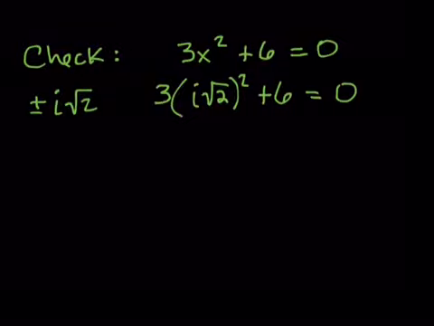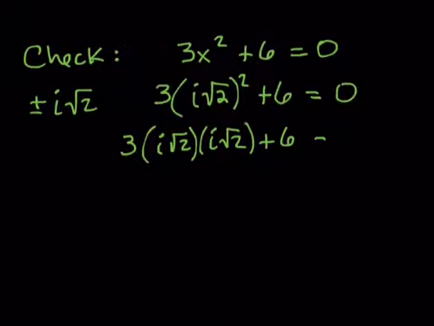Okay, so using order of operations, I want to square this first. So I'm going to do i square root 2 times i square root 2. All right, so I can use the commutative and associative properties to move things around in there. So I actually want to do, I'm going to do i times i, and then go back and do square root 2 times square root 2.